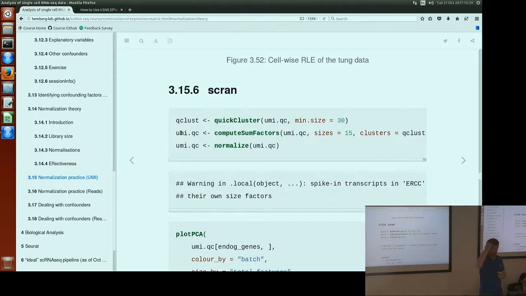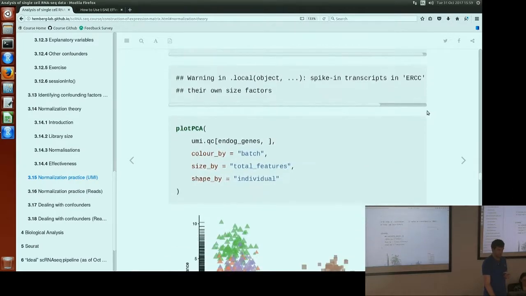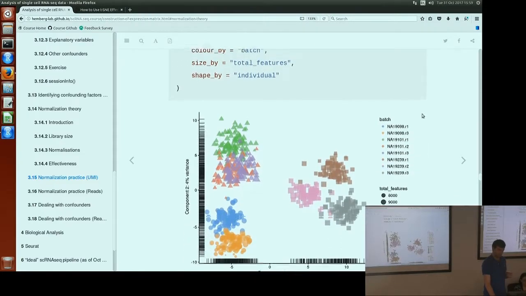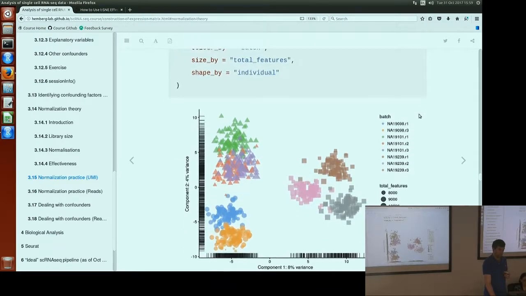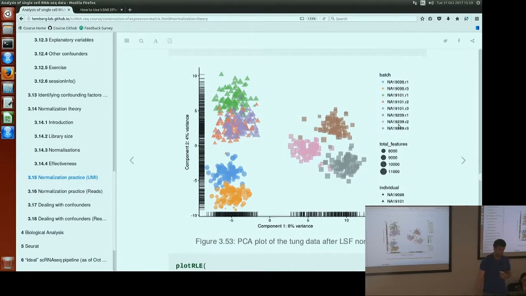Once we've got those size factors stored in our object, we can apply the normalize function in scater to get our normalized values in the logcounts slot. And if we then do PCA again on that, we get a qualitatively similar picture.